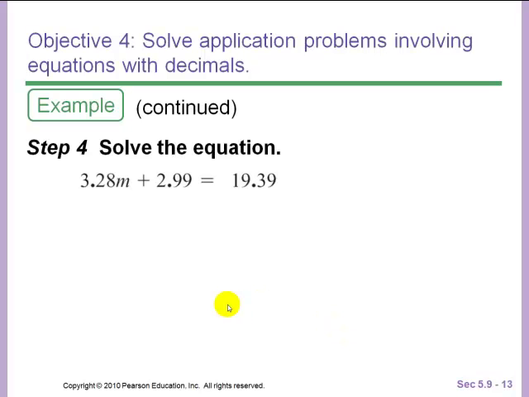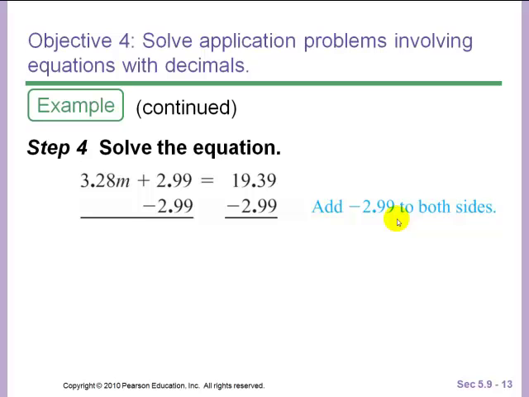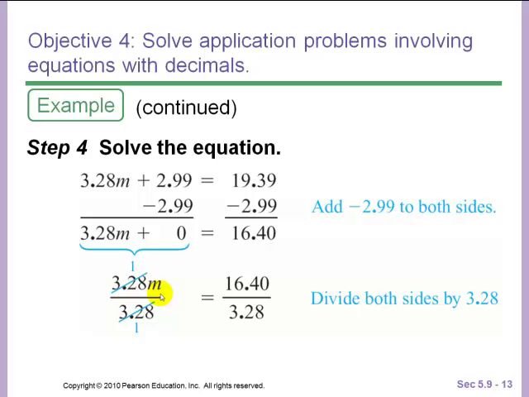Once you have the equation, you have to solve it using algebra. So we want to get the m by itself. We're going to start by subtracting $2.99 from both sides, or adding a negative $2.99 to both sides. You can think of it either way. We get 3.28m plus 0 is 16.40. Sorry, adding 0 doesn't do anything, so really this is just 3.28m. And then to get the m with a coefficient of 1, we will divide both sides by 3.28, and in this case we get m equals 5.